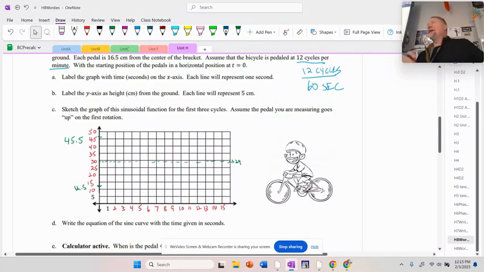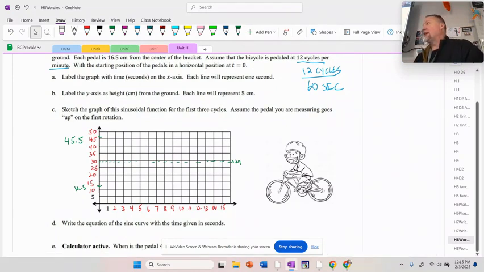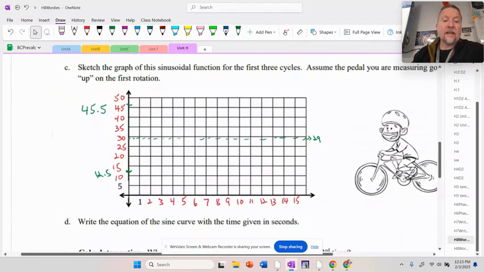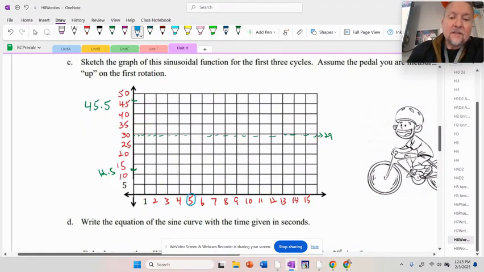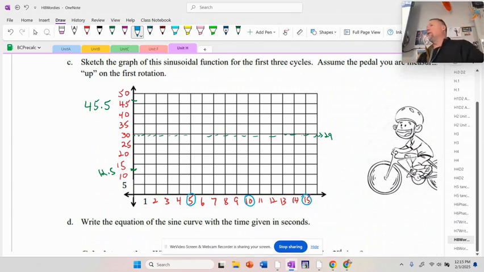Okay, no one answered. One cycle takes how many seconds? 5. You just have to reduce that fraction. 12 goes into 60 five times, so that turns into 1 out of 5. So one cycle every 5 seconds. This is why this works out real nice. Okay, then how does it start? Top, middle, or bottom? Where did that pedal that I'm looking at start? Middle. Okay, and then it goes up, down, and back up to its original point at 5 seconds, right?